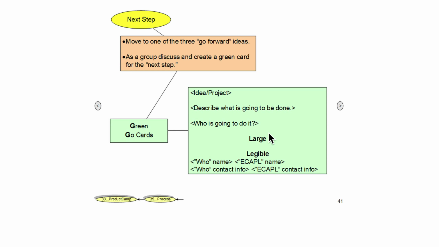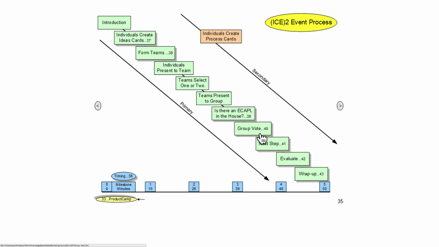In these 3 groups, we ask everybody to move to one of the 3 go-forward ideas, and then as a group to discuss and create green, or go, cards for the next step. There we have the idea, describe what is going to be done, and who is going to do it. Again, large and legible, and the who becomes the ECAPL's name, and the contact information is the ECAPL's contact info. So that's what we'll be doing when we identify the next steps.